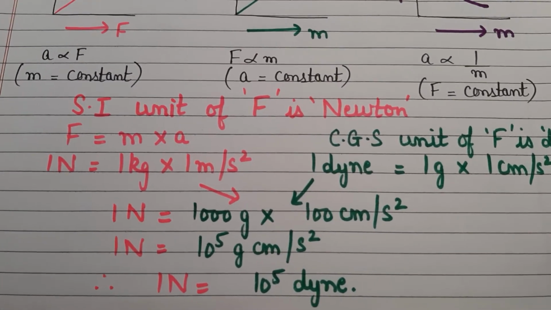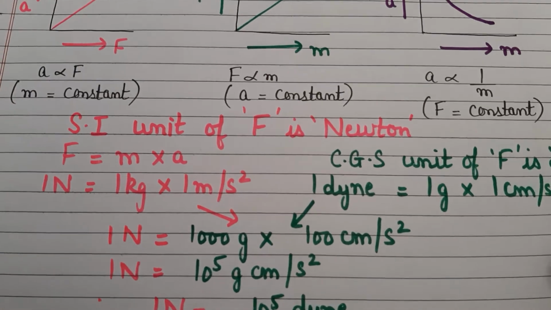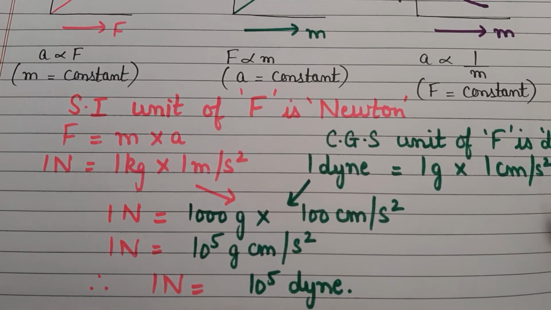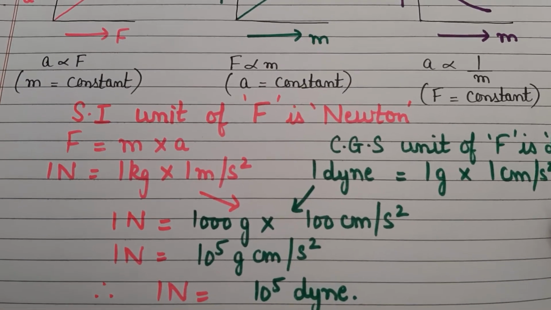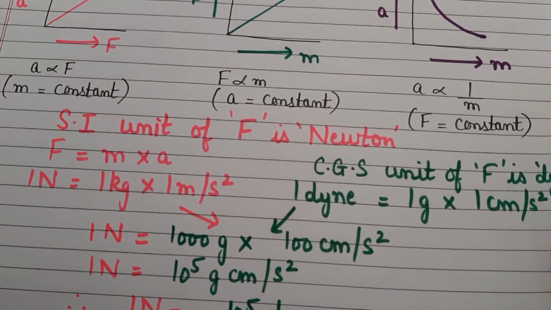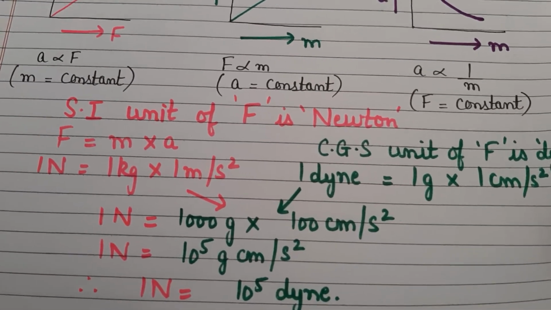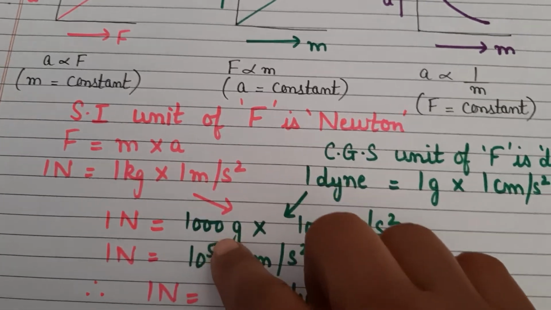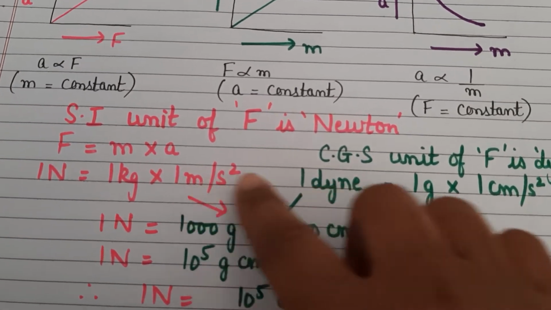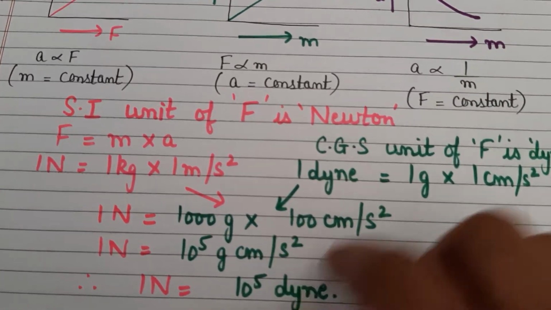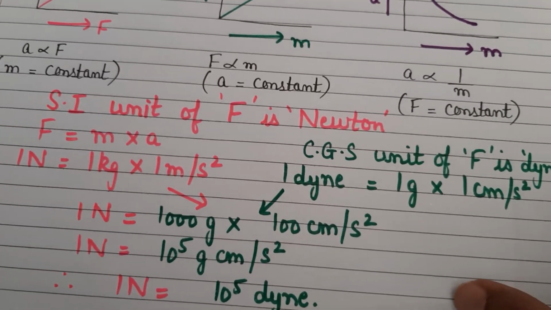This could be asked for 2 marks. Derive a relation between the SI and the CGS unit of force. SI unit of force, Newton. CGS unit of force, Dyne. And you start with 1 kg equal to 1000 grams, 1 meter is equal to 100 centimeters, combine the two and you get 1 Newton is equal to 10 to the power 5 Dynes.